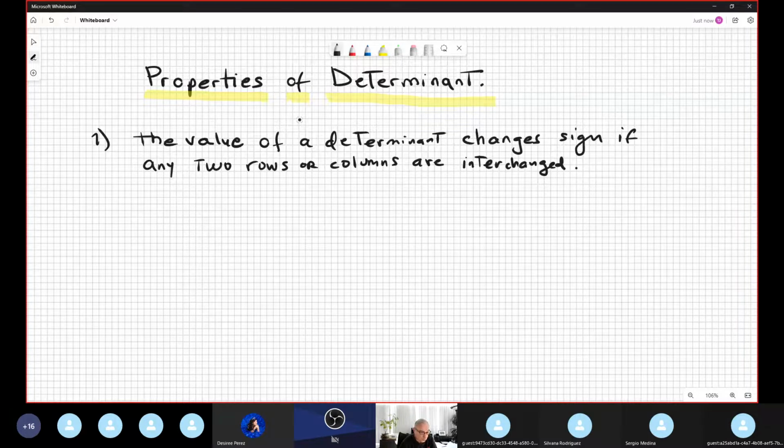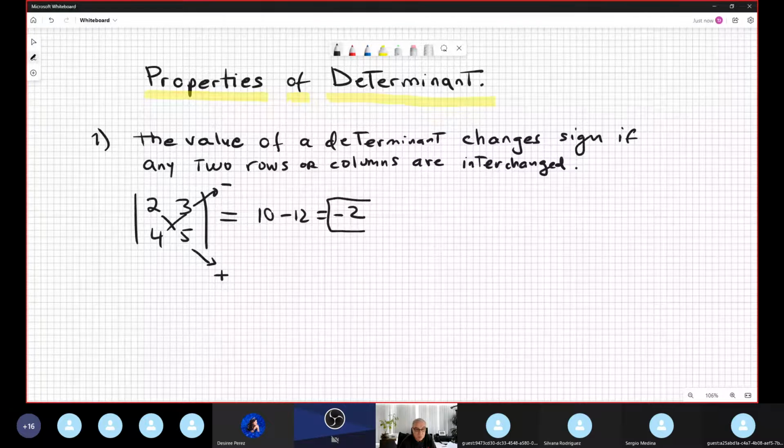Let me prove it using an example. It helps a little bit to understand the idea. Suppose this determinant 2, 3, 4, 5 is given. Well, you know how we compute this: multiplication of this, and not change the sign, and multiplication of this, and change the sign. This is 10 minus 12, is negative 2. Cool?